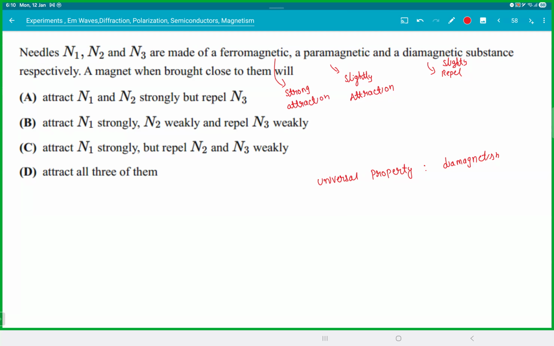So N1 will attract, N2 weakly, and N3 will repel. Yeah, B option. Clear with this?